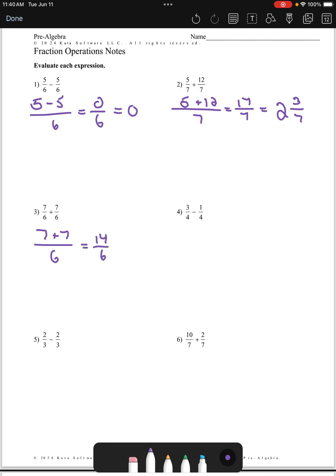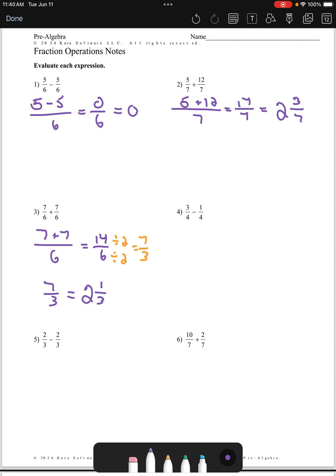In number 3, we have 7/6 plus 7/6. So we can combine that into 7 plus 7 over the common denominator of 6. That is 14/6. Now, we can simplify 14 and 6 by cutting them in half. We're required to do that. And we're still left with an improper fraction. 7 is bigger than 3.